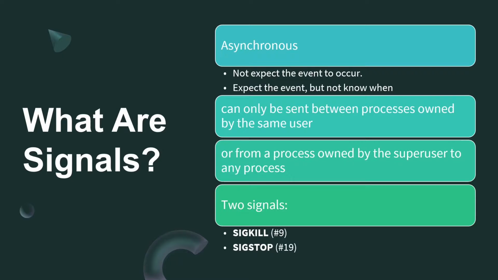Signals can only be sent between processes owned by the same user or from a process owned by the superuser to any process. When a process receives a signal, what it does will depend on the way the program is written. It can take specific actions coded into the program to handle the signal, or it can just respond according to system defaults. There are two signals, SIGKILL, which is number 9, and SIGSTOP, which is number 19, that cannot be handled and will always terminate the program.